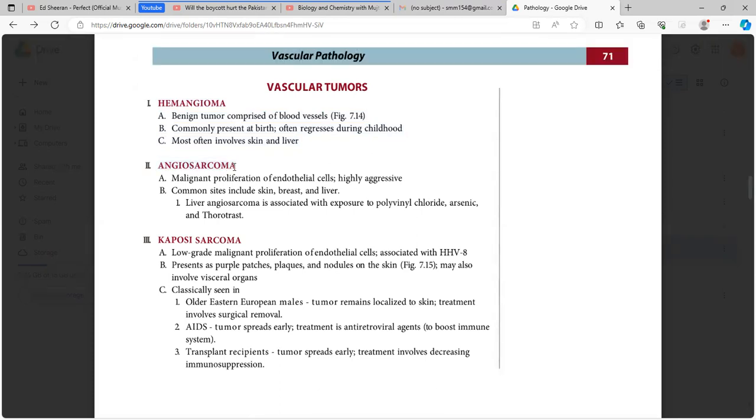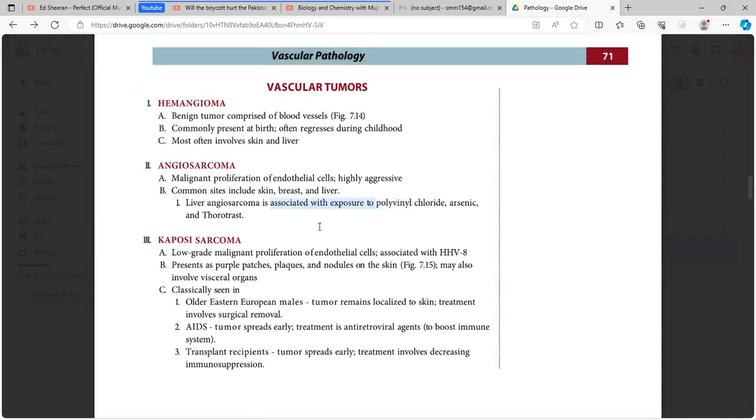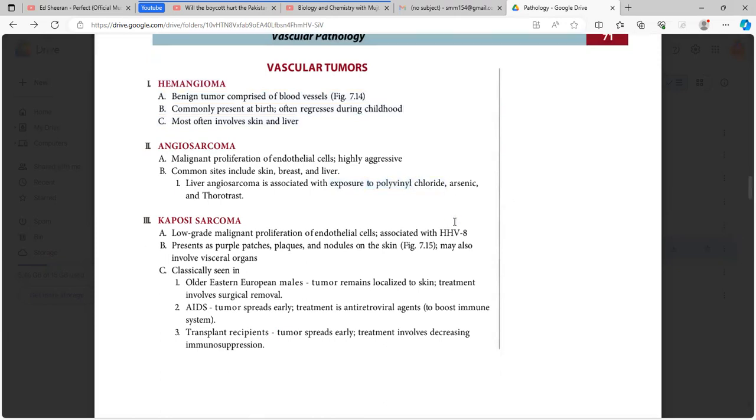This means that it will metastasize to other organs, and whenever you hear the term angio, the one thing you should always remember is the liver. So angiosarcoma is the most common type of liver cancer, and although three substances have been written, the number one substance is PVC, polyvinyl chloride, exposure.